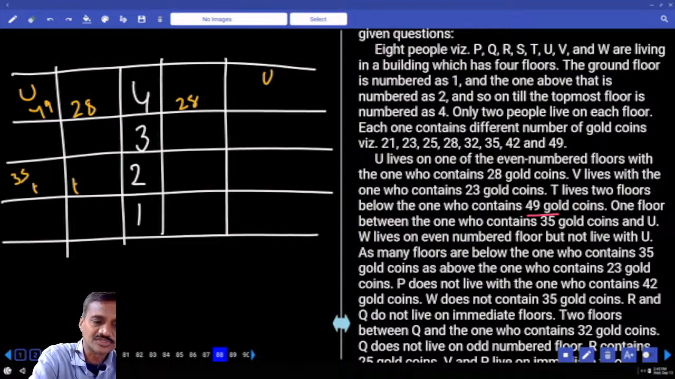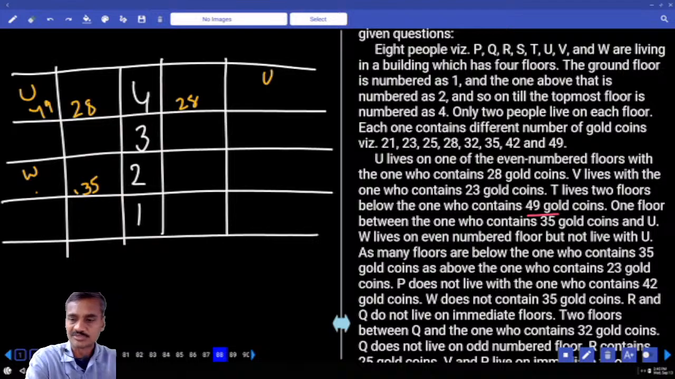Now 35 is here and 35 and W must be on an even number floor, isn't it? And 35 and W must be on an even number floor. Now here if it is 35 and W, we need two, and who are those two? W and 35. Now if W and 35 and 49 and T, there must be exactly 1 floor. 1 floor between T lives 2 floors below the one who contains 49.